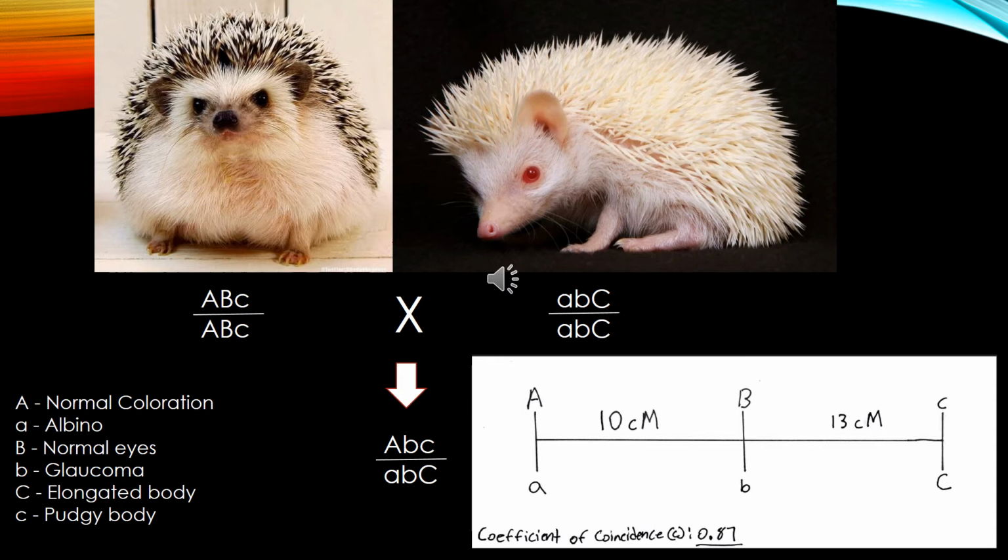As you can see in the map on the bottom right, the loci for body color represented by A is 10 centimorgans from the loci of glaucoma represented by B, which is 13 centimorgans from the body type loci C. After crossing our pure breeding parents, we have many possibilities for what gamete our heterozygous individual will receive.